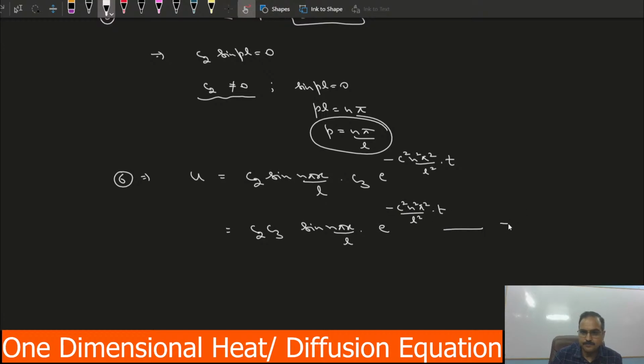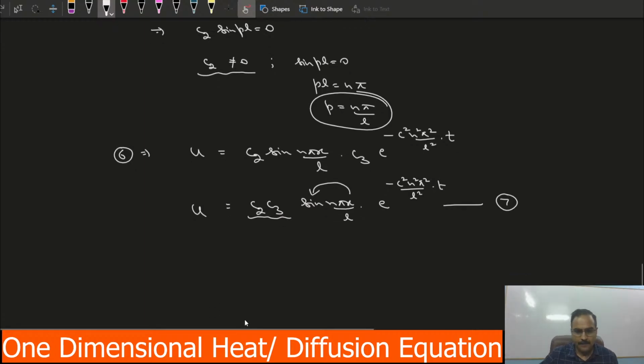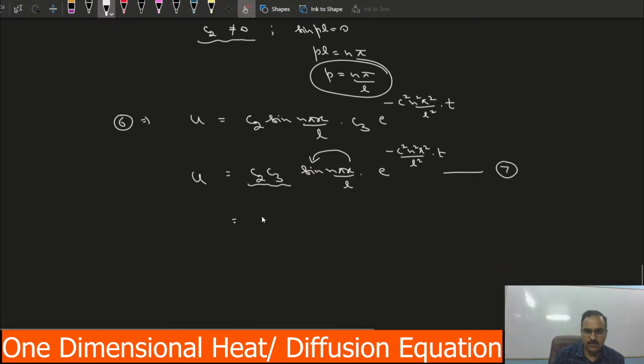And then we'll take this c2 c3 as bn, because x is depending upon the sine part. If it depended upon the cosine part, we would take this c2 c3 as an, using Fourier series. So you can mention here also that u is equal to summation bn sin of n pi x by l e raised to power minus c square n square pi square over l square into t. Name this equation as 7 instead of this one. So this is the value of u of x, t.